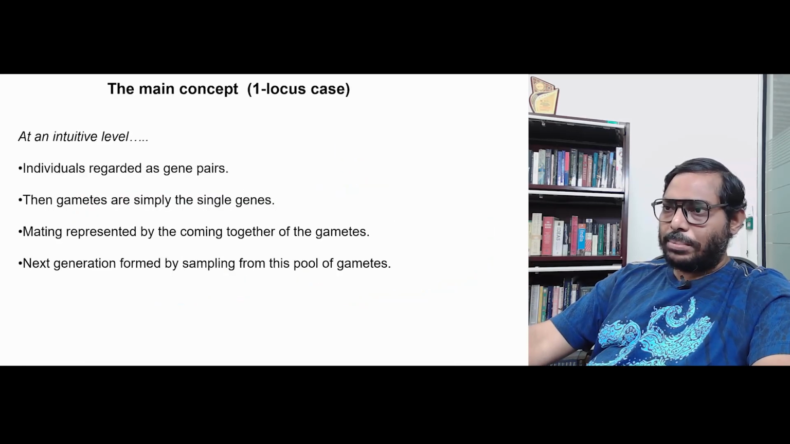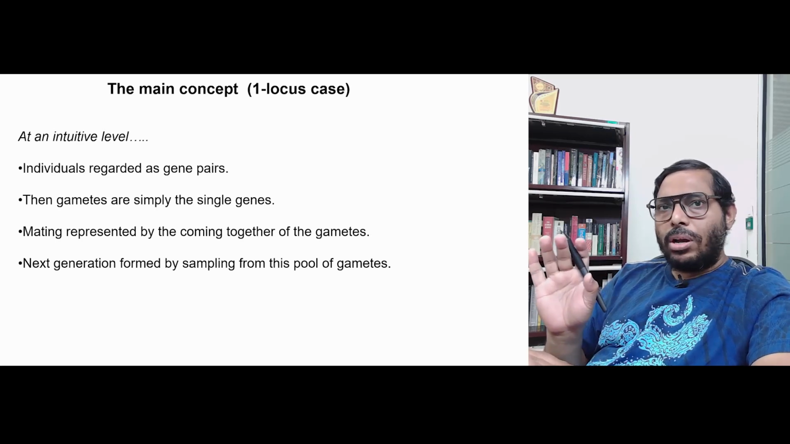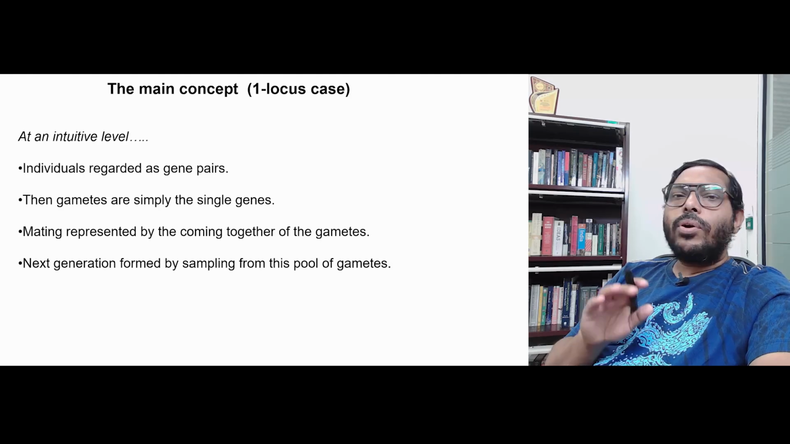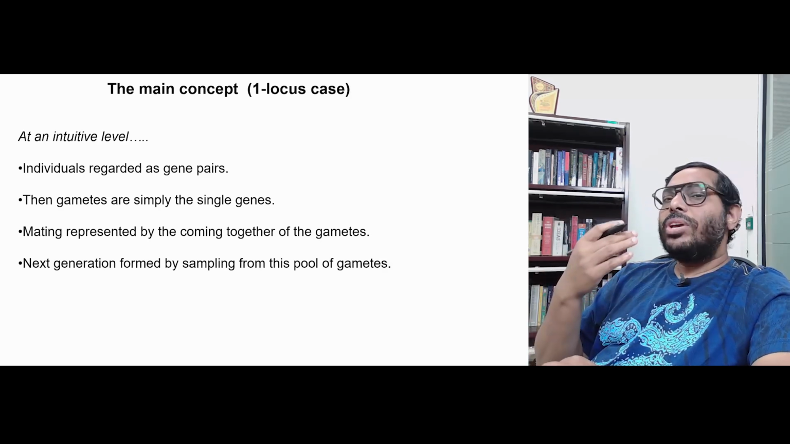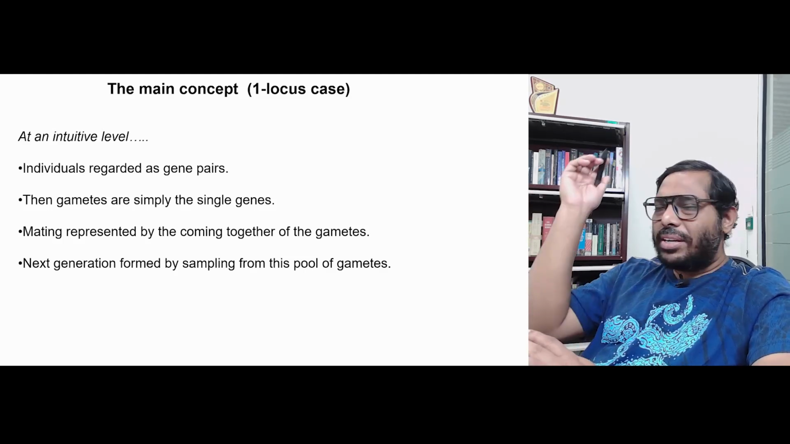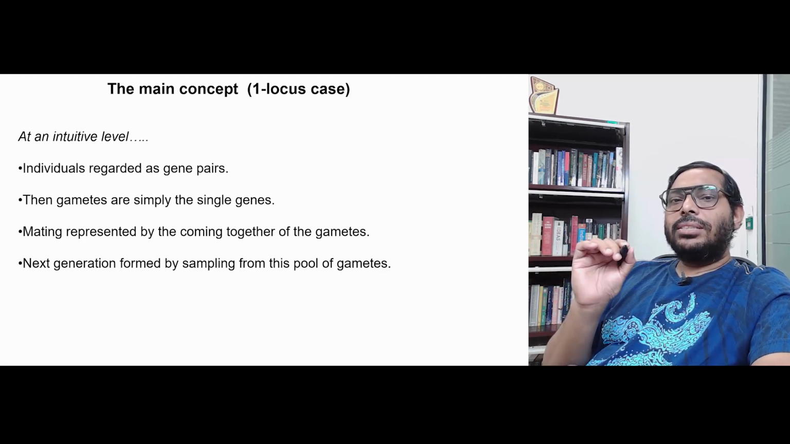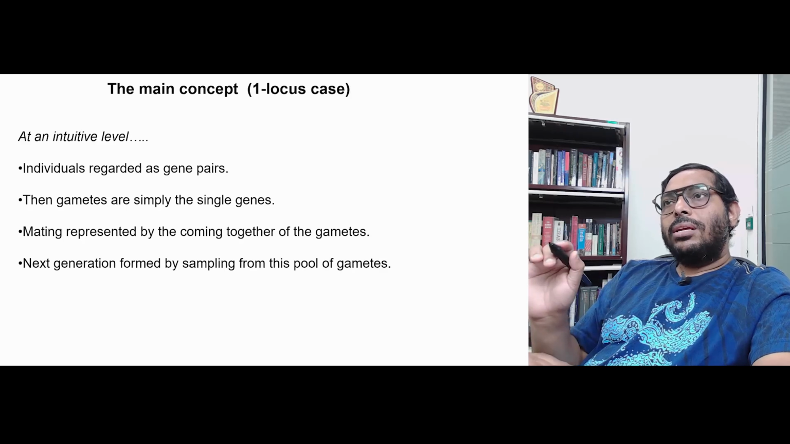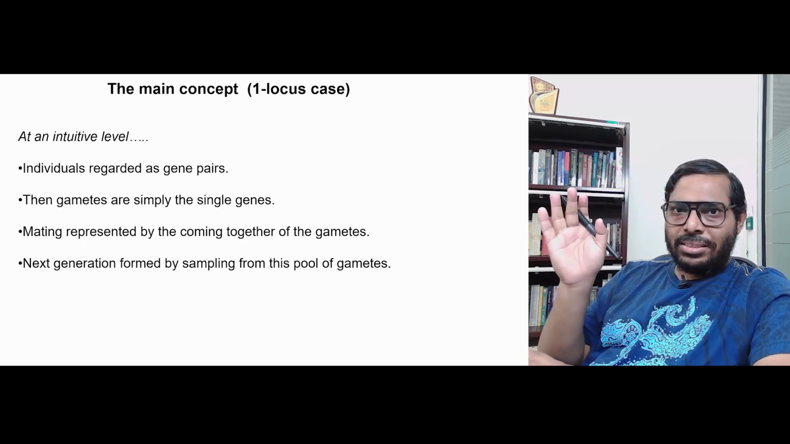So, what is the nature of the abstraction? Suppose we are talking about a one locus scenario, right. Now, an organism obviously does not have just one locus, it has many loci, many genes all interacting with each other in a very complicated way. But population genetics says that when you are thinking about a one locus scenario, then just think about that one locus, forget about everything else, right.